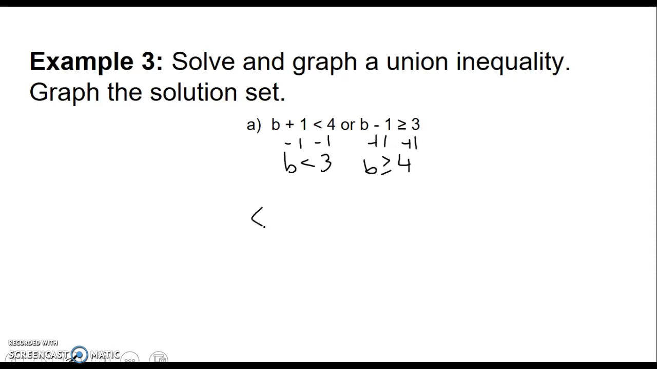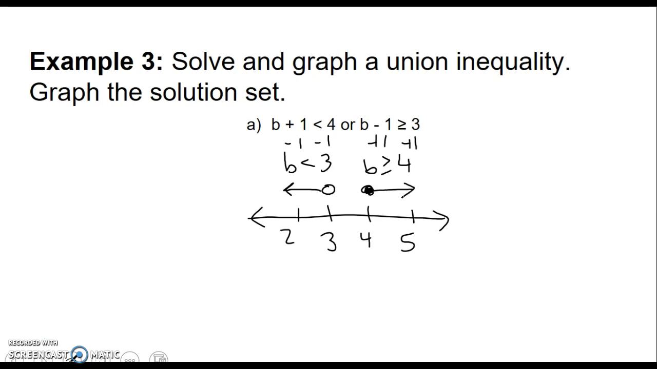All right, now I'm going to graph these on my number line. So I have 3, 4. I'll fill in a couple numbers on either side. For b is less than 3, I know I have an open circle there, and my arrow is pointing to the left because it's less than. For b is greater than or equal to 4, I know I'm going to have a closed dot there because it's or equal to, and greater than points to the right. So you might notice here that with an or inequality, our arrows point away from each other. That's a very important point to remember. So for or inequalities, the arrows point away from each other. There's not going to be a line drawn between the two points.